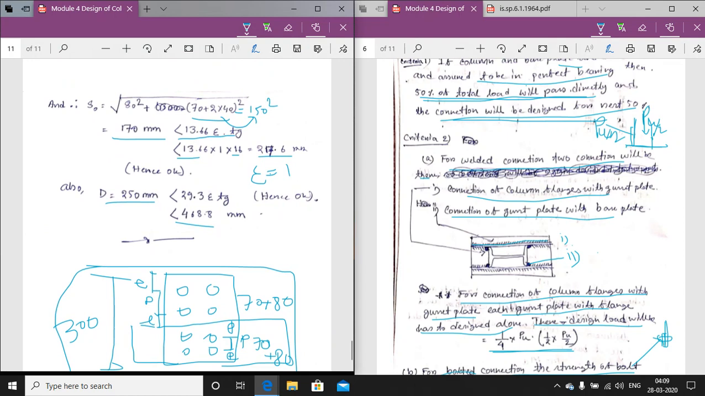Next day we will discuss one of the most important parts of the design, that is the plate girder design, which is a huge design, and it will need much more time.